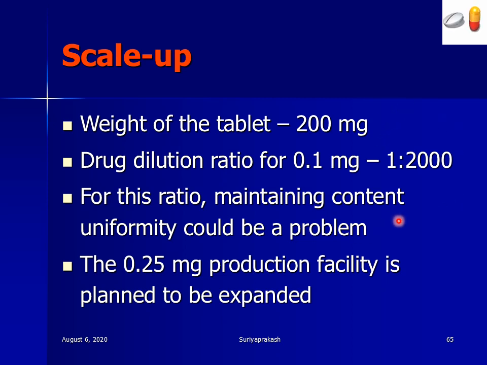So what is the problem envisaged? Maintaining content uniformity could be a problem. 0.1 milligram will very easily be lost. If you don't have proper mixing, then this will go. Now the 0.25 milligram production facility is planned to be expanded. Already they are having 0.25 milligram production. Now they are going to introduce 0.1 milligram. Do you understand? Already the 0.25 milligram tablet facility is there. Now they are going to have a new tablet with 0.1 milligram.